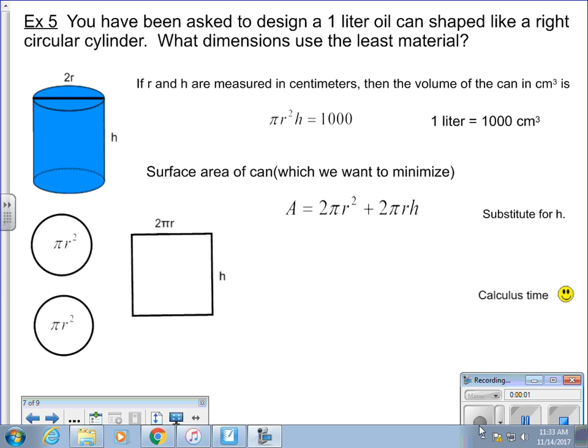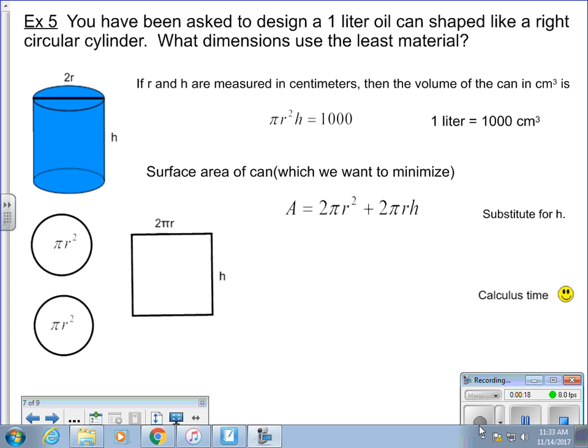All right. So, we're going to pick up where we left off yesterday. We are maximizing our surface area to go with our volume.